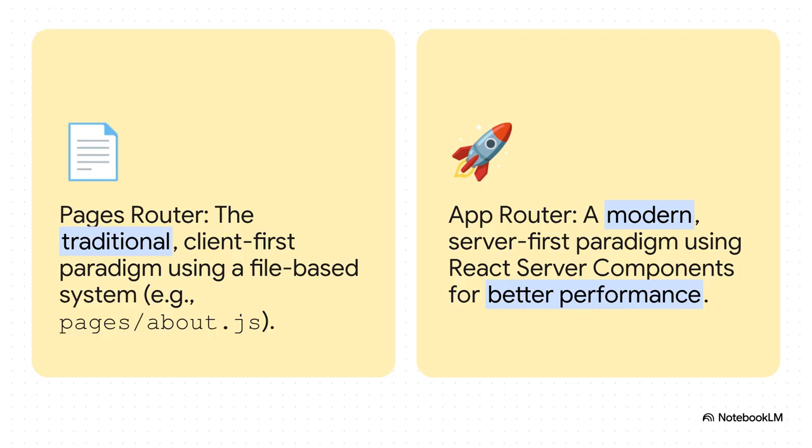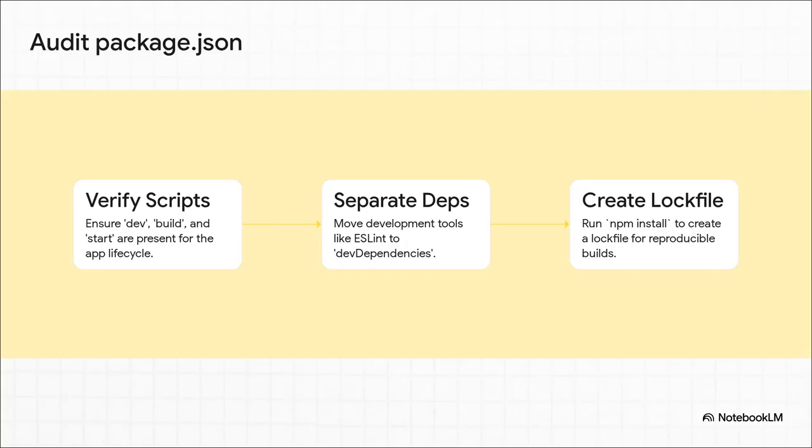One of the first things you've got to confirm is your routing strategy. Are you on the classic Pages router or the newer app router? And this is way more than just folder names. It's a huge architectural choice. The app router is server-first and uses React server components, which can give you some serious performance boosts. Honestly, this migration is the perfect excuse to think about modernizing your app and making that upgrade. Okay, next up, let's give your package.json a quick health check.